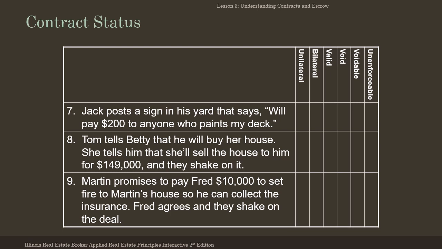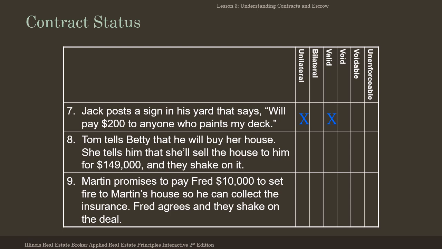Jack posts a sign in his yard that says, we'll pay $200 for anyone who paints my deck. Okay. So only one party is making a promise here. That's Jack. We don't even know if there's going to be another party. So we do have a unilateral contract, and it would probably be a valid contract. If somebody came up and painted the deck, he needs to get paid.